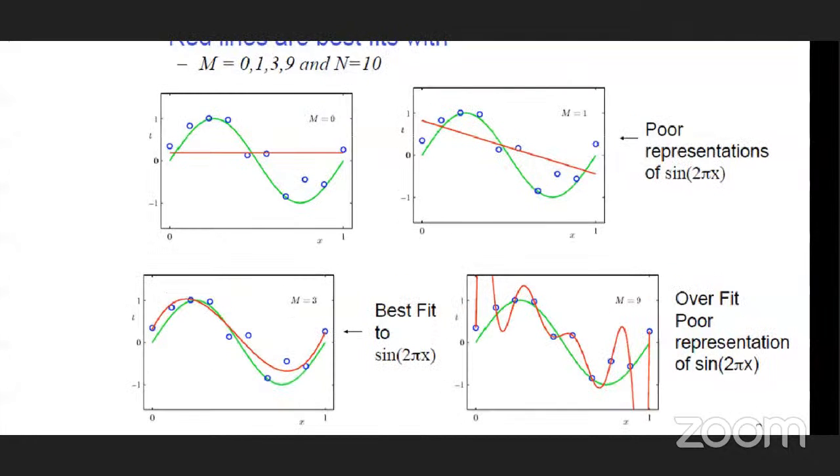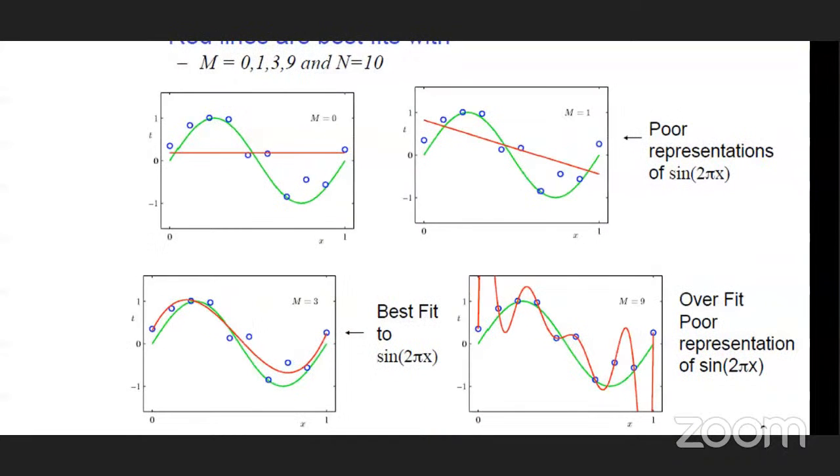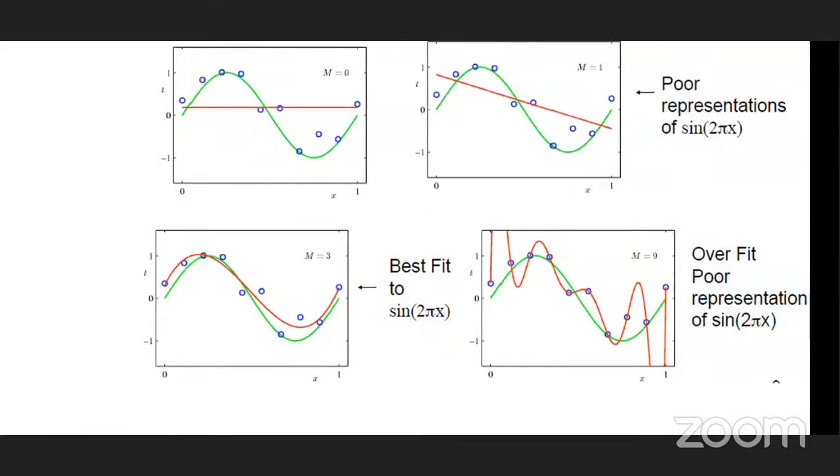M equal to 0 and M equal to 1, that is a poor representation of the curve because it doesn't follow the sine curve properly. Whereas M equal to 3 kind of approximates the sine curve. So the fit is quite good.